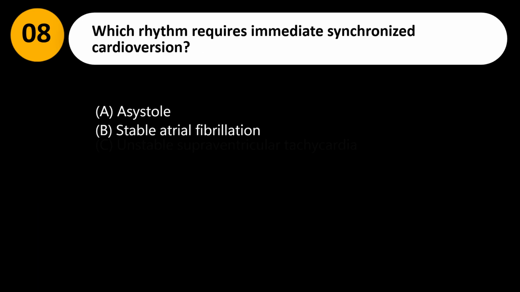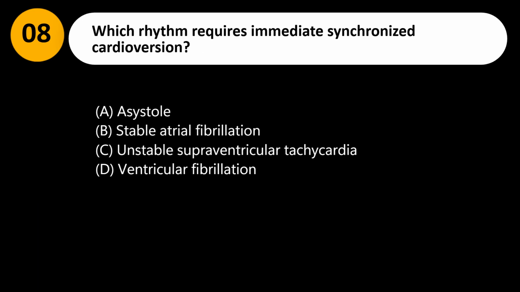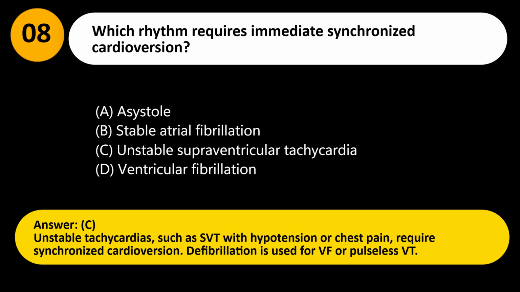Which rhythm requires immediate synchronized cardioversion? A. Asystole. B. Stable atrial fibrillation. C. Unstable supraventricular tachycardia. D. Ventricular fibrillation. Answer, C. Unstable tachycardias, such as SVT with hypotension or chest pain, require synchronized cardioversion. Defibrillation is used for VF or pulseless VT.